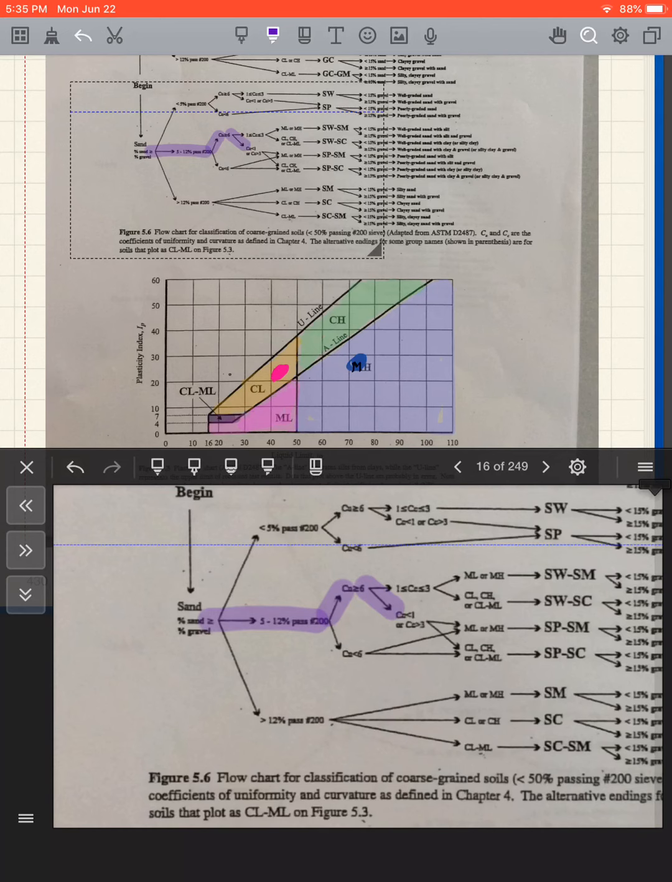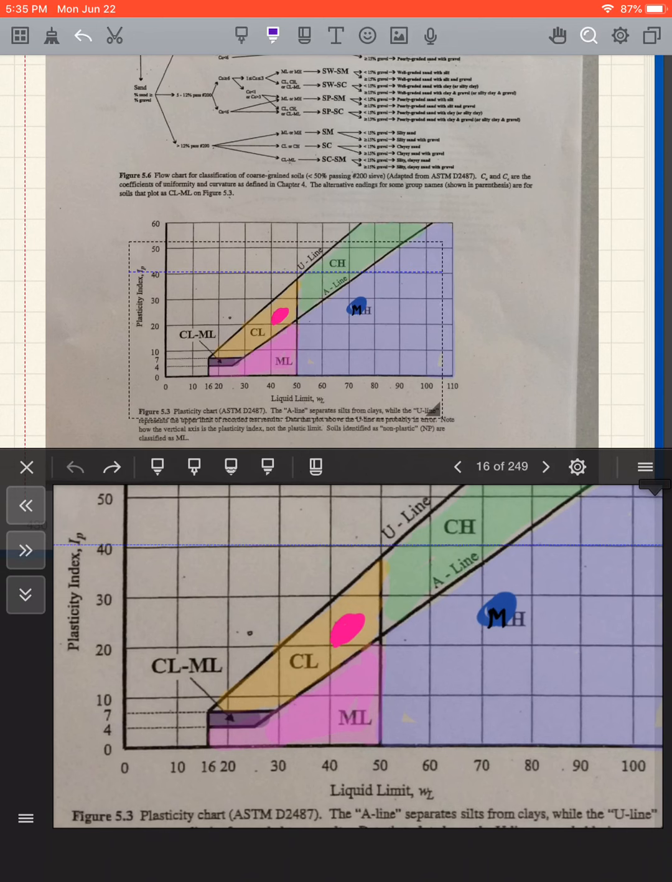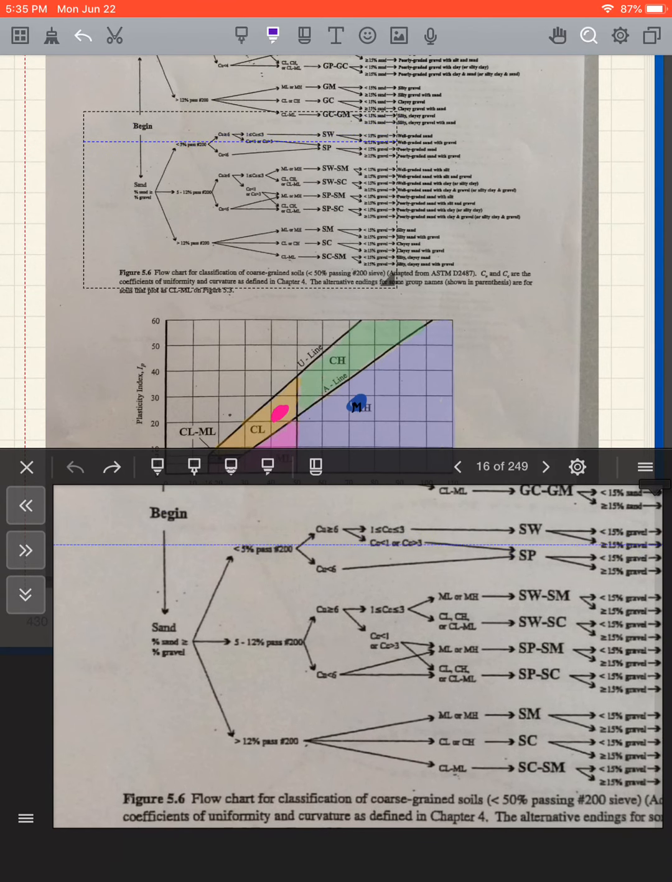Then I have to look at, do I have ML, MH, or CL? Okay, so what do my fines plot as? Well, to figure out what my fines plot as, I have to go down below here, and we had 42, 22, so 42 on the x-axis for the liquid limit, 22 for the y-axis for my plasticity index. It plots in there, which is CL. So my fines plot as CL. So in other words, I started at the sand, I go this way, then I had my CU bigger than 6, then my CC was not between 1 and 3, then I have a CL rather than ML or MH.